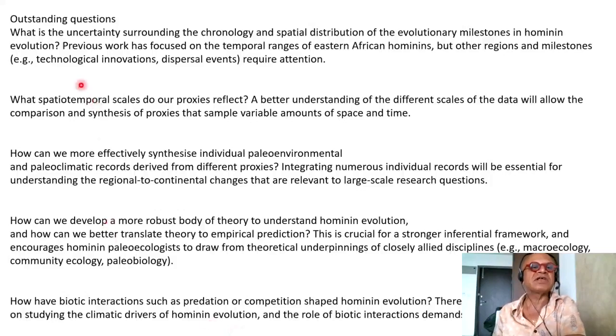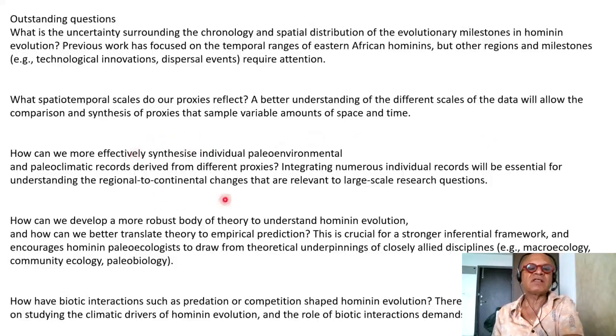There are several outstanding questions, like what is the uncertainty surrounding the chronology and spatial distribution of the evolutionary milestones in hominin evolution? Previous work has focused on the temporal ranges of Eastern African hominins, but other regions and milestones, for example, technological innovations, dispersal events, and so on, require attention. What spatiotemporal scales do our proxies reflect? A better understanding of the different scales of the data will allow the comparison and synthesis of proxies that sample variable amounts of space and time.